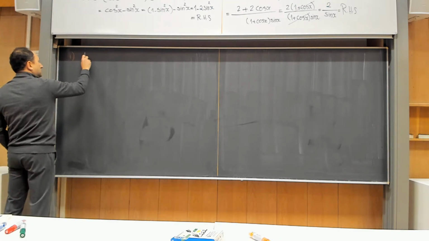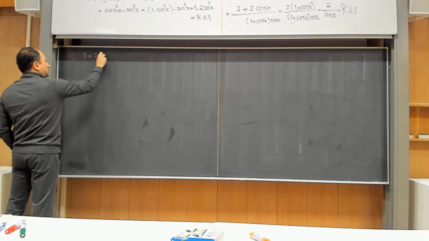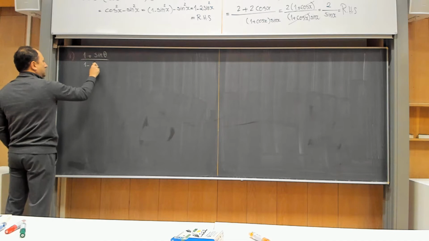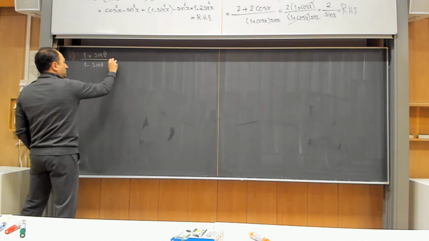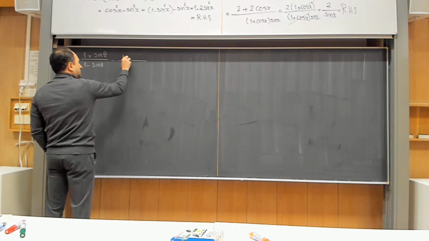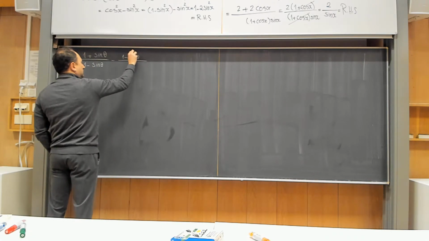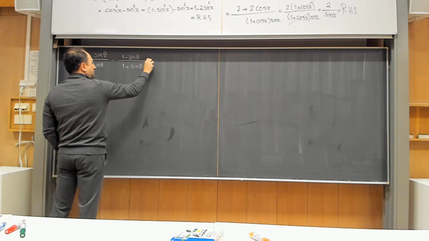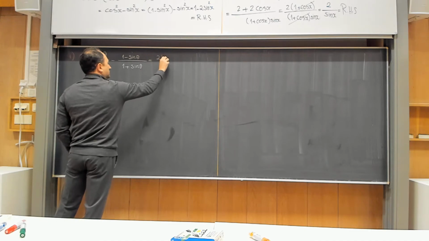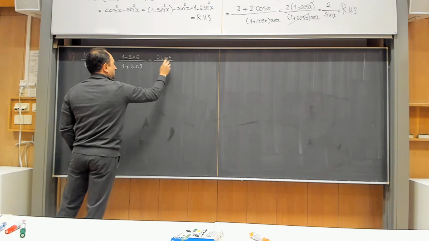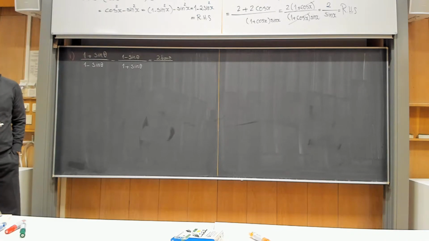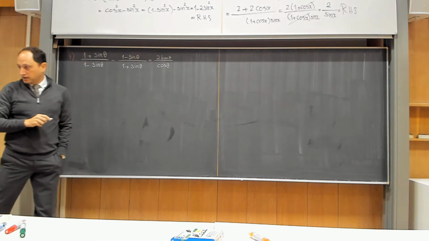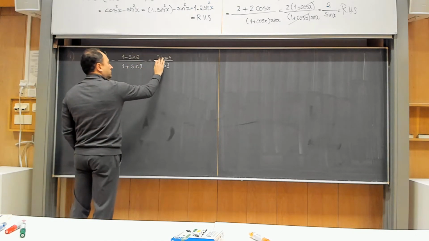1 plus sine, let me change the letters. For example, let me change to theta this time. Divided by 1 minus sine theta, minus 1 minus sine theta divided by 1 plus sine theta. It's equal to 2 tangent of theta divided by, I would say, cosine theta. Let me double check. No, this is not 2, this is 4.